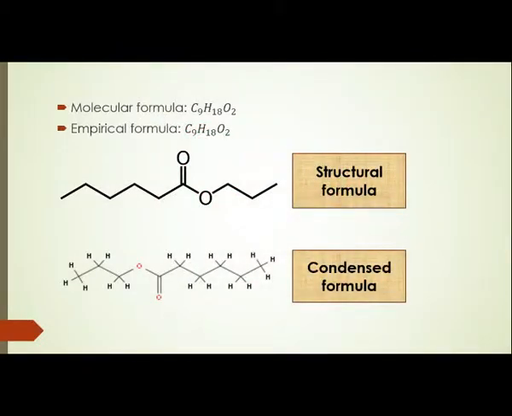So the molecular formula for propyl hexanoate is C9H18O2. This will be the same for the empirical formula. So this is the structural formula, and this is the condensed formula for propyl hexanoate.